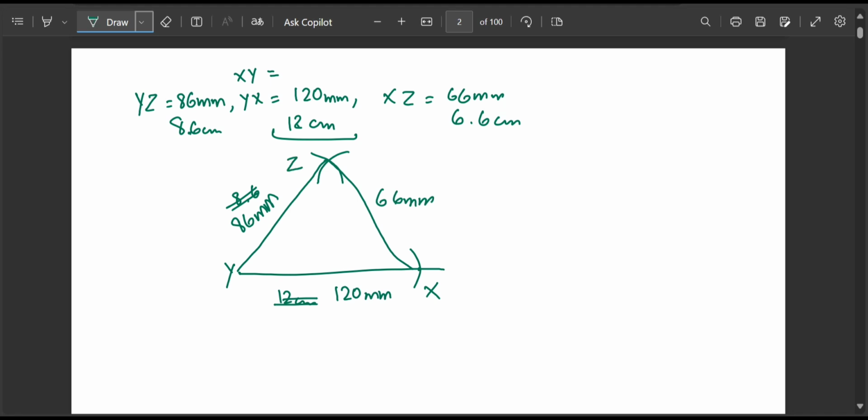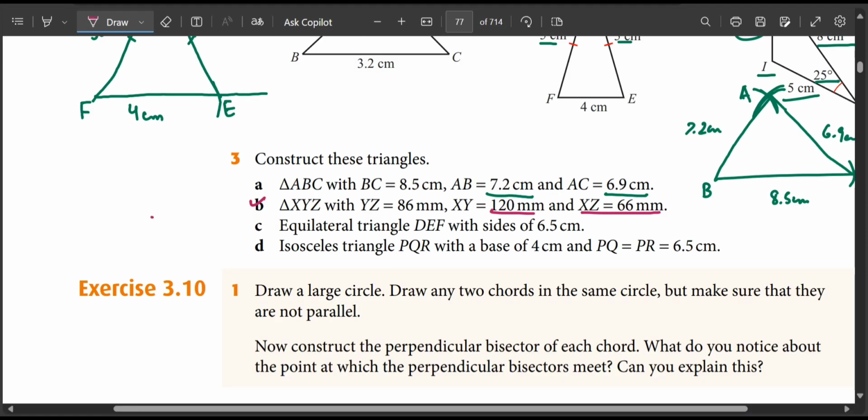And don't forget the z over here. This is a very important part. And don't forget to add all the labelings, right? These are very important and very crucial.